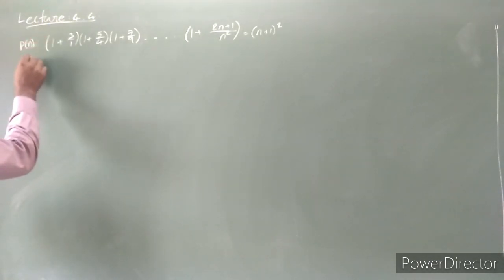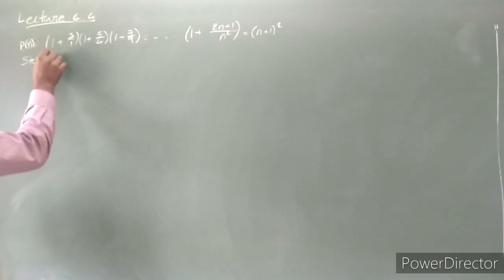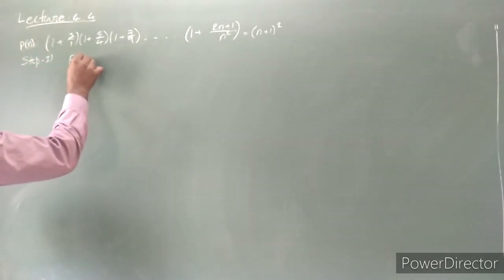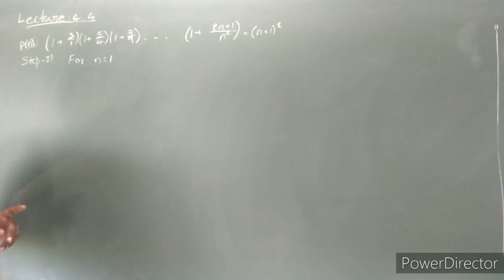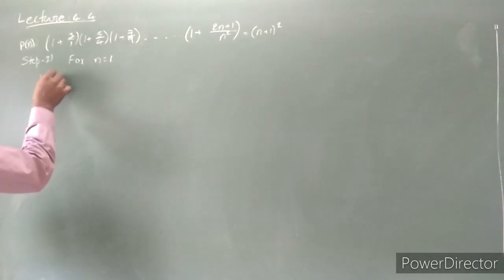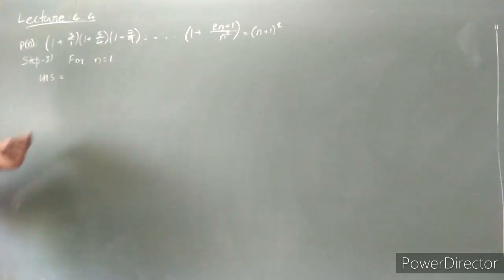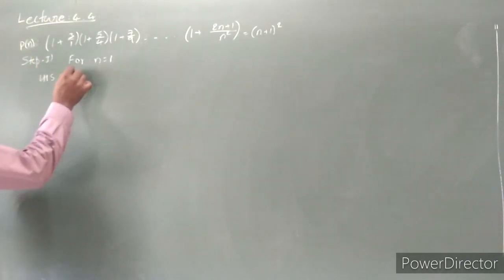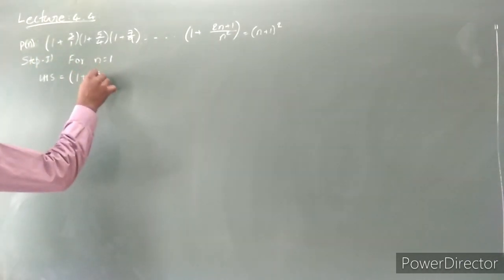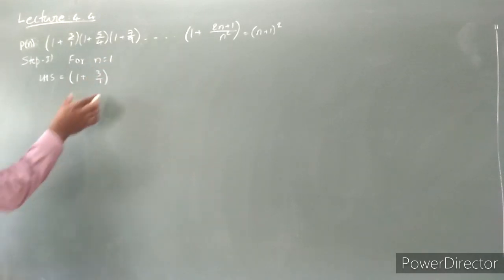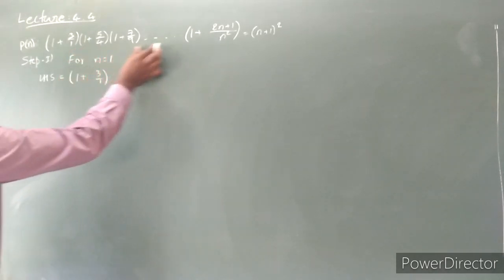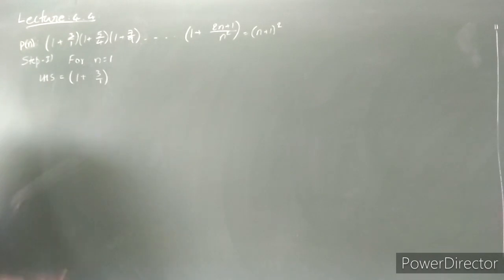Now step number 1, the basic step. For n equal to 1, check whether LHS is equal to the RHS. The LHS value for n equal to 1 is the first term. What is the first term of the LHS? 1 plus 3 divided by 1. This is the first term, then the second term, third term, like that, and this is the nth term.